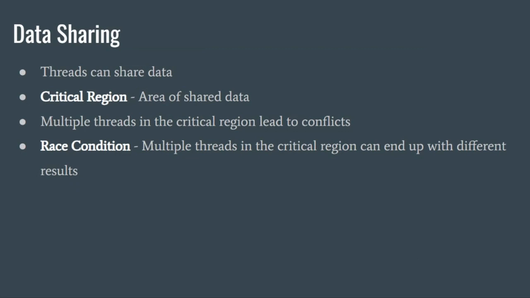All right. So data sharing, our threads can share data, and that little section in our code that deals with shared data, usually a global variable or something, that's called our critical region. And if you have multiple threads in the critical region, it can lead to some conflicts, as you might have seen in some of your previous program assignments, such as strict alternation, Peterson, and OS call. And when you have multiple threads in the critical region and they end up with different values or results, we call that a race condition.